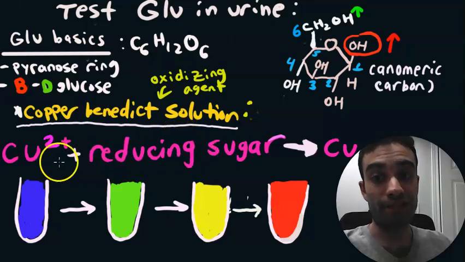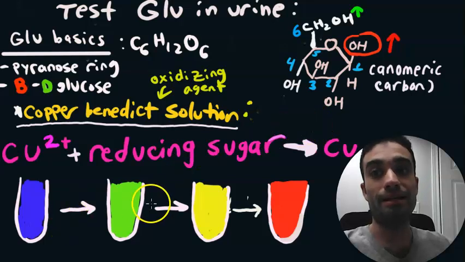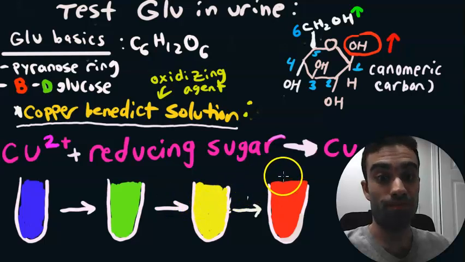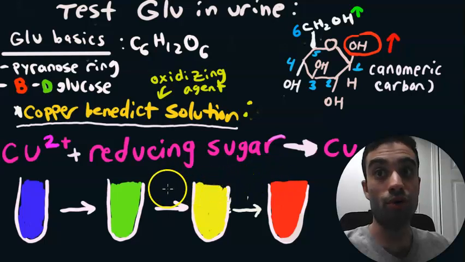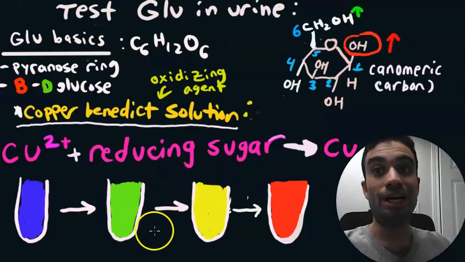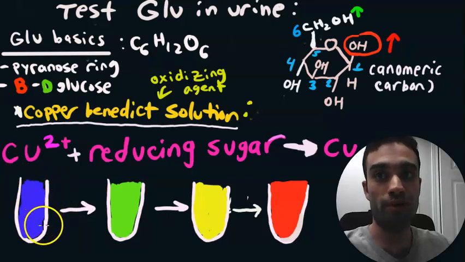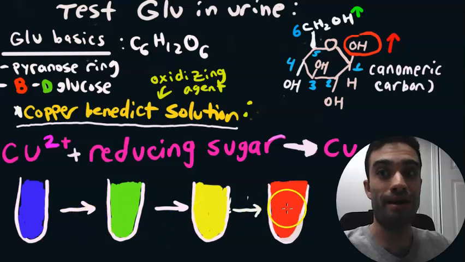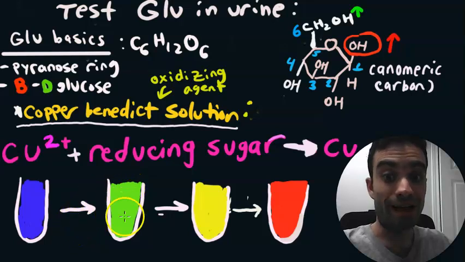And as this reduction takes place from copper 2+ to copper, there's going to be a color change in the Benedict solution, going from blue to green to yellow to orange to red. So what's going to happen is, as the amount of reducing sugar in the urine goes up, it's going to change color. So if it stays blue, it indicates there's no reducing sugar in the urine. But if it turns red all the way, it means there's a lot of glucose swimming in the urine. So you can determine the amount of glucose in the urine by looking at the color change.